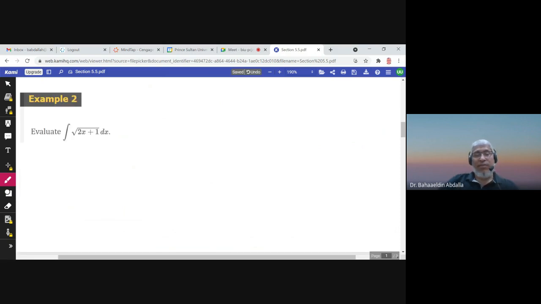Another example. Search for a function which is inside something.